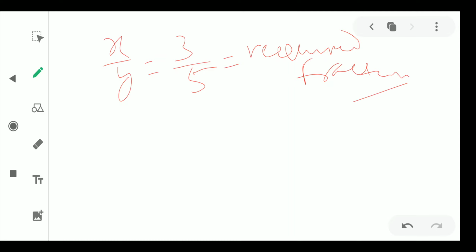That means x is how much? 3. What is y? 5. So 3 by 5 is the required fraction. Now we can cross check the given conditions.